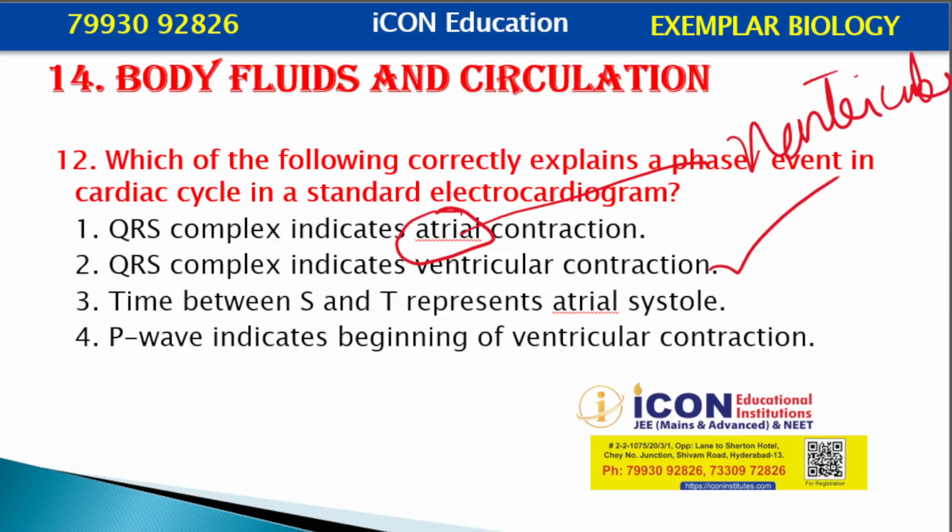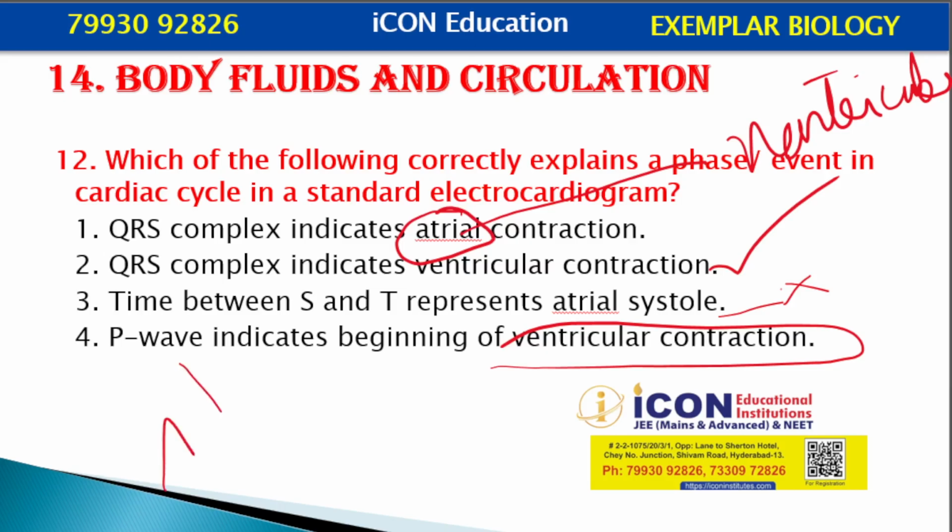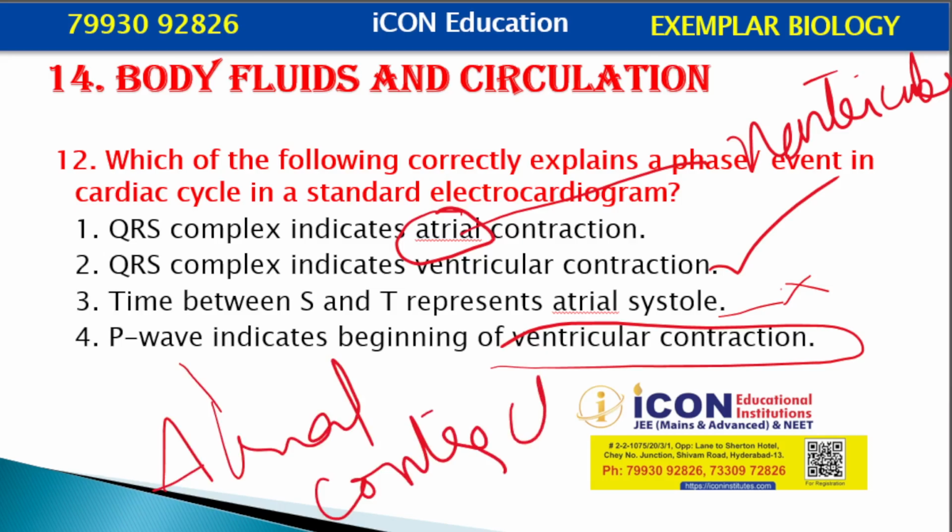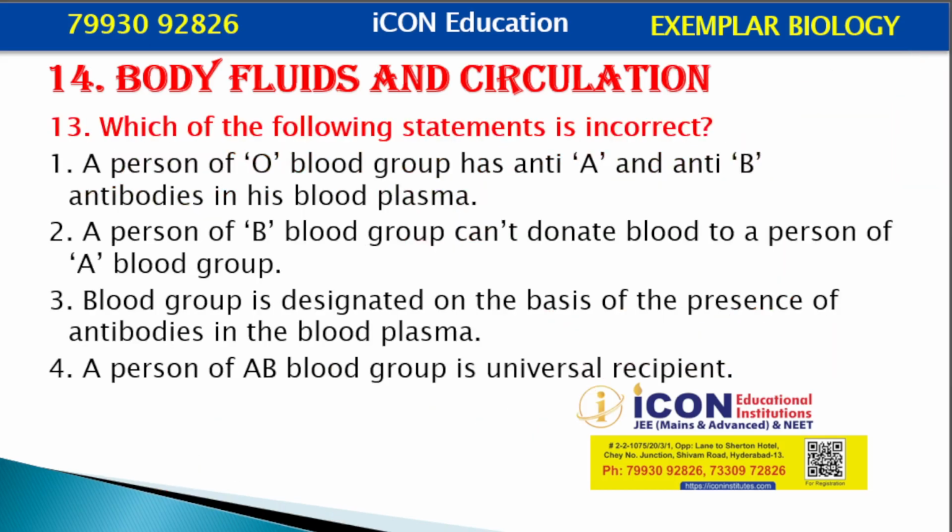Time between S and T represents atrial systole. Wrong. P wave indicates the beginning of ventricular contraction. Wrong. P wave indicates atrial contraction, as we just said. P wave represents atrial depolarization, nothing but atrial contraction. So what is our answer here? QRS complex indicates ventricular contraction.